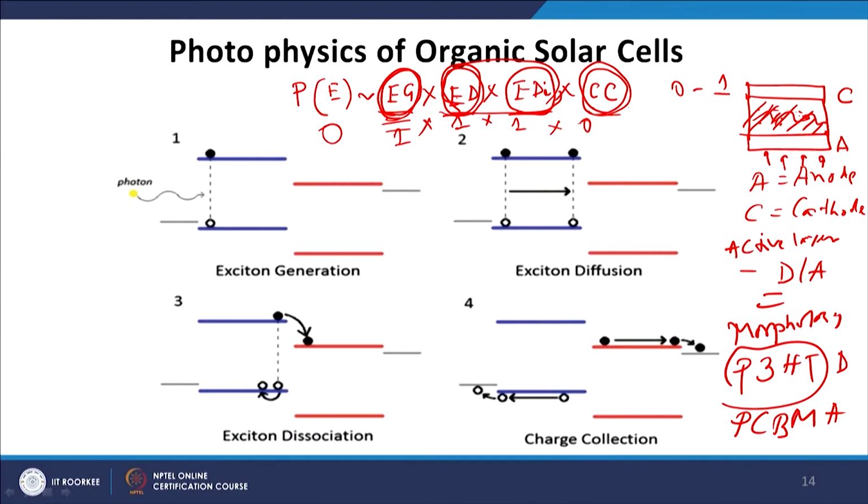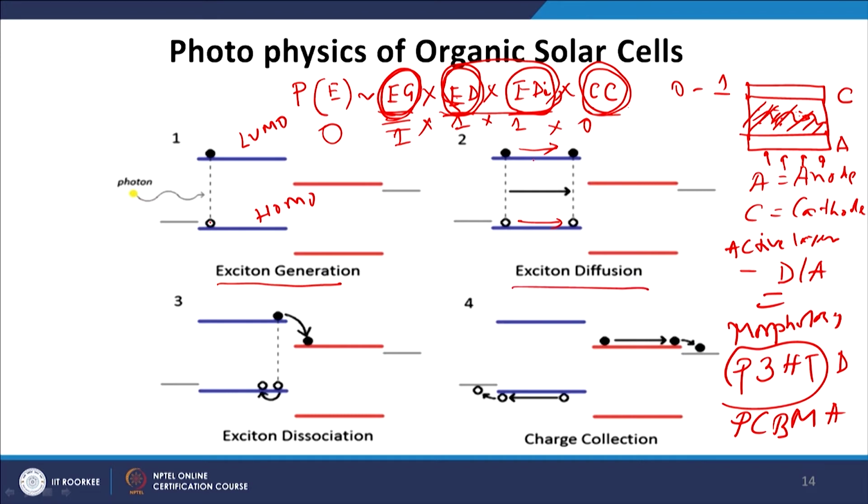Now, in the diagram you can see that these 4 steps are shown. The first stage is exciton generation. Here, light falls on the material and the electron goes from the HOMO level to the LUMO energy level. The electron goes from here to here, so it leaves a hole behind. The second process is that now this electron has to diffuse and the hole has to diffuse. So, that is our second process. First was exciton generation, second was exciton diffusion.